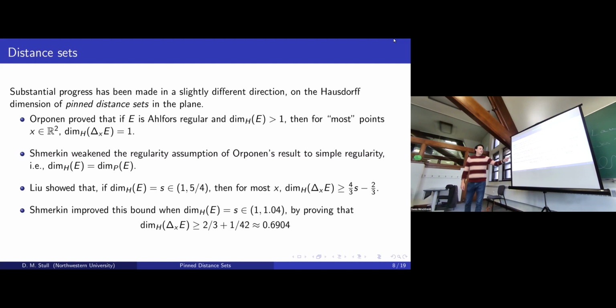We showed that if the Hausdorff dimension of E is equal to s, where s is somewhere between 1 and 5/4, then for most points x, the Hausdorff dimension of the pinned distance set is at least 4/3 times the dimension minus 2/3. Shmerkin later improved this bound for small values of s. So when s is somewhere between 1 and 1.04, the Hausdorff dimension of the pinned distance set is at least basically 0.6904. Okay, so this is where we're at.